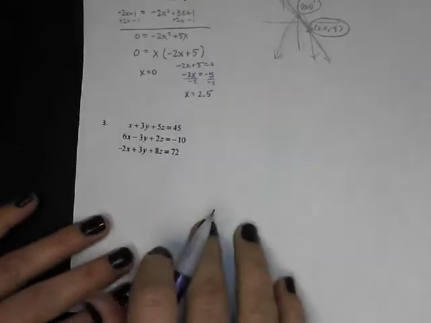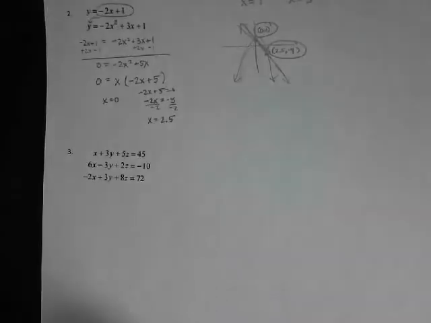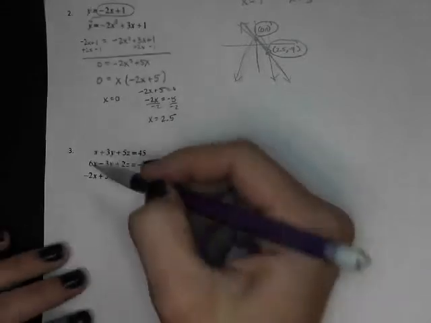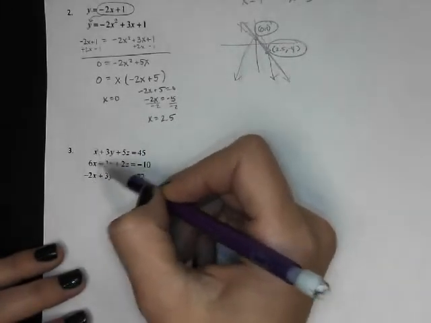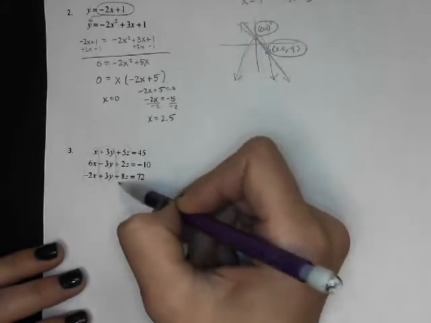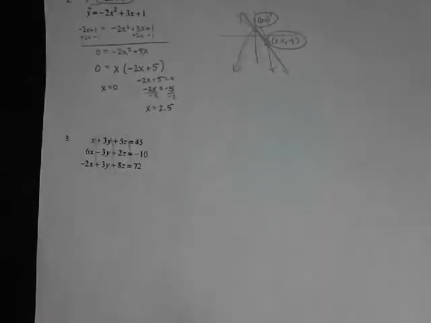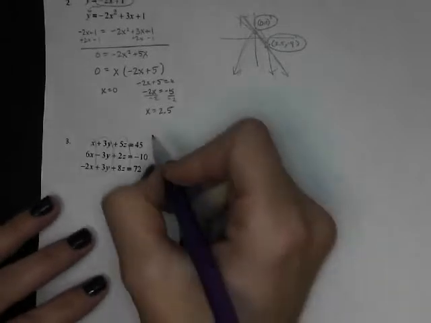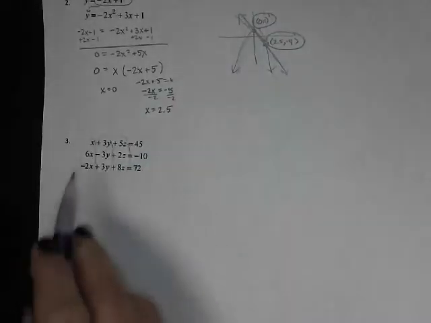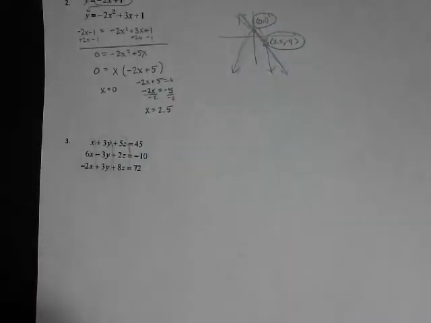This next one is a system in 3 variables, which is not substitution. It's elimination 3 times. So you want to peruse your x coefficients, peruse your y's, and peruse your z's, and see what's the easiest to get rid of. And this one is clearly the y's. So you don't need any multipliers if you eliminate your y's.